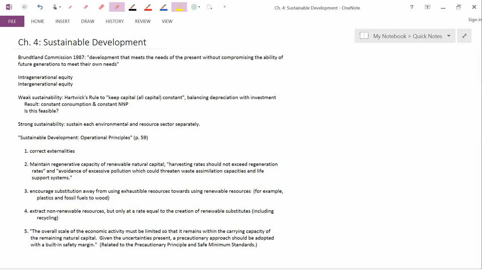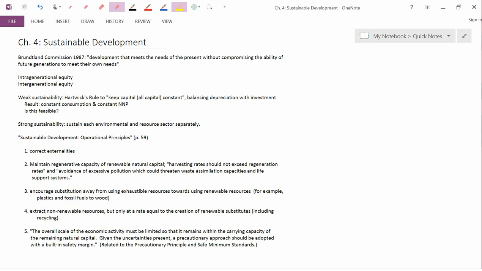So that means capital falling. Investment means capital rising. And the idea here is that if your investment can be greater than or equal to your depreciation, then you can keep all capital constant. And Hartwick's rule then says you have sustainability. Now, the question is, yes, this is true on paper. Is it feasible in the real world?